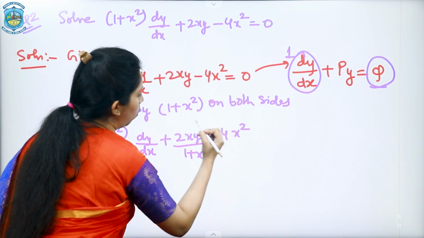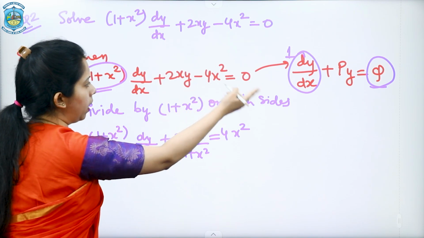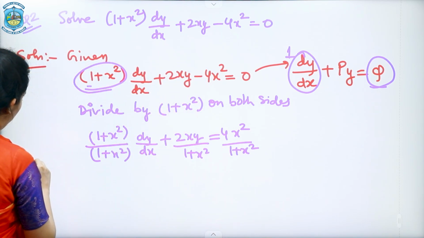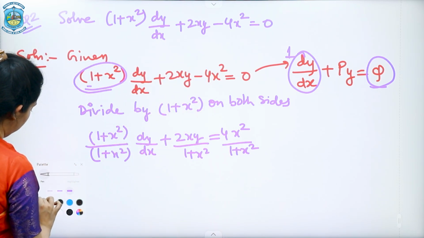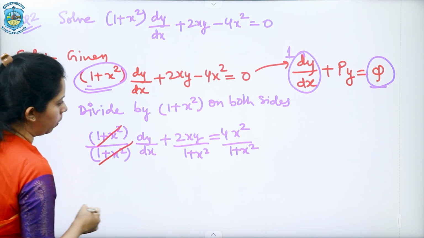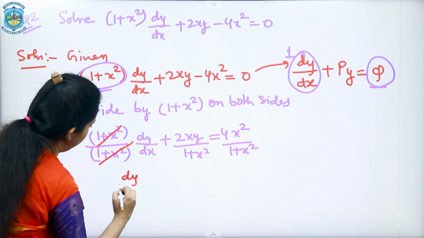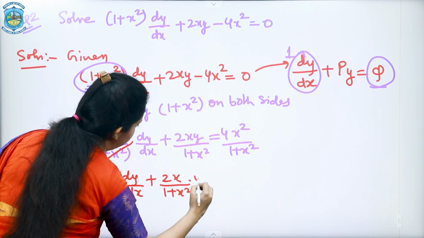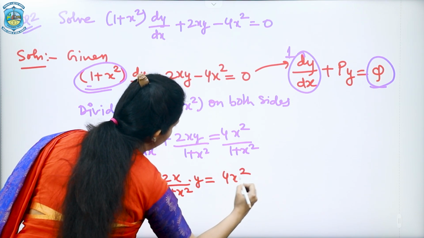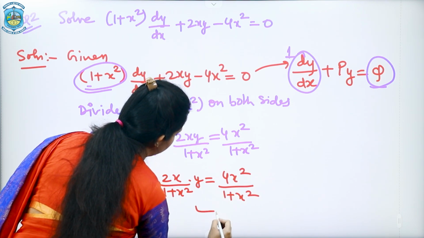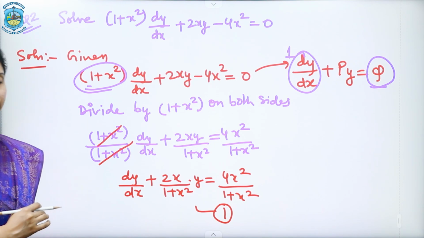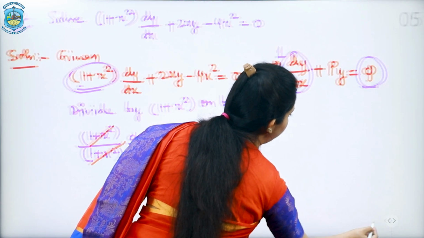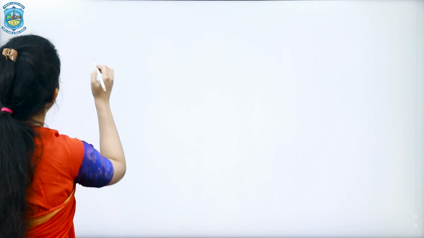So, next step what we can do, we can shift this 4x square to the right hand side and then we will divide it by 1 plus x square. So, here we will cancel out the terms 1 plus x square, and finally we will have dy by dx plus 2x upon 1 plus x square multiplied by y is equal to 4x square divided by 1 plus x square. So, this is the standard form of linear differential equation. So, step number 1 is completed. Now, step number 2 is that you have to find the value, write the value of p and q.